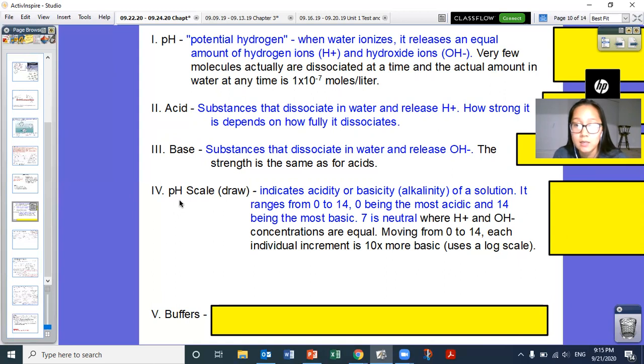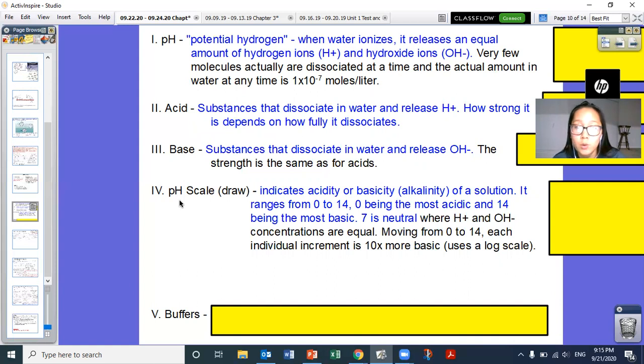8 is a little basic, right? Weakly basic, but it's still basic. If you go all the way up to like 13, 14, that's super basic. Things that are super basic are just as bad as things that are super acidic. They're both corrosive. They can both melt flesh off of bones and give you severe burns, right? So when we work with those things, we're going to be extra careful.